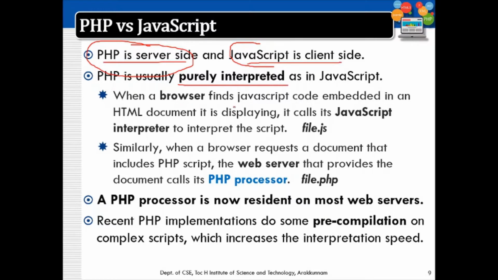When the browser finds some code, it will call its JavaScript interpreter to understand the meaning, and a JavaScript file is saved in .js format. On the other hand, at the web server, the PHP script is executed and the web server will call a PHP processor and it will execute the .php files at the server side. Most of the web servers have a PHP processor, and in certain recent systems we have some options for pre-compilation of complex scripts so that the interpretation time is reduced.